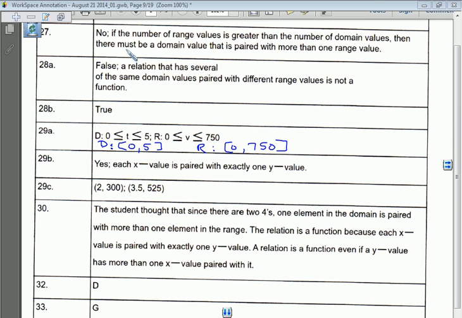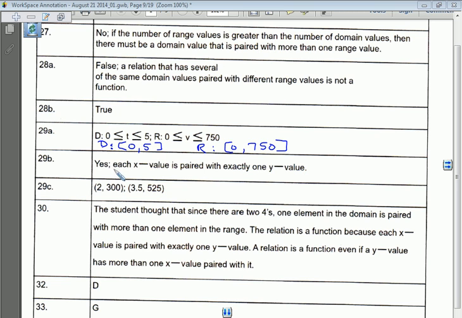27 is no. 28A is false. 28B is true. 29, you could have either written it as a compound inequality or as the intervals. So check those for 29. It is a function because each x is paired with exactly one y. Do you see how I've never used the phrase because the x's don't repeat? Okay, good. You don't ever use that phrase either.